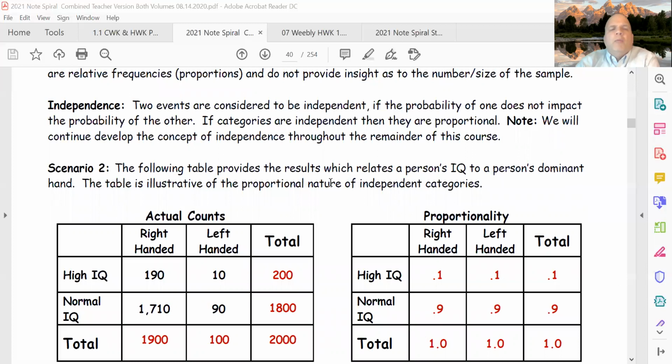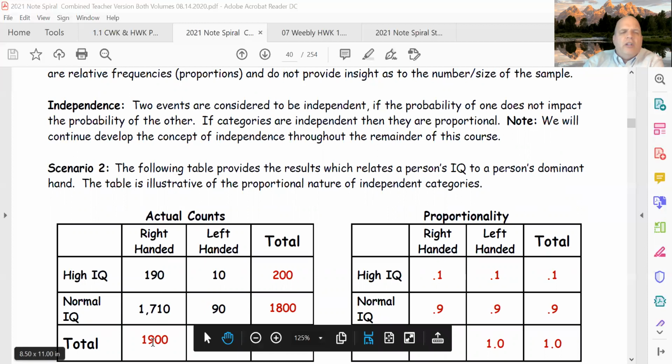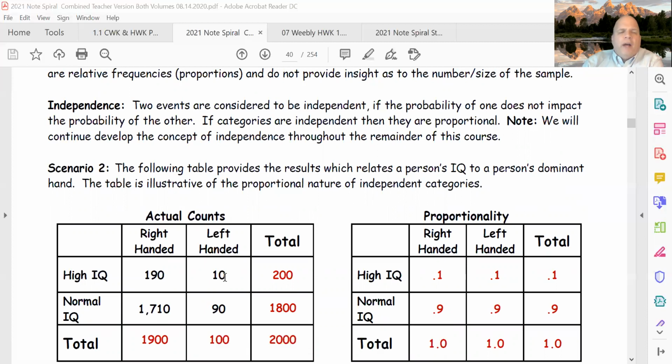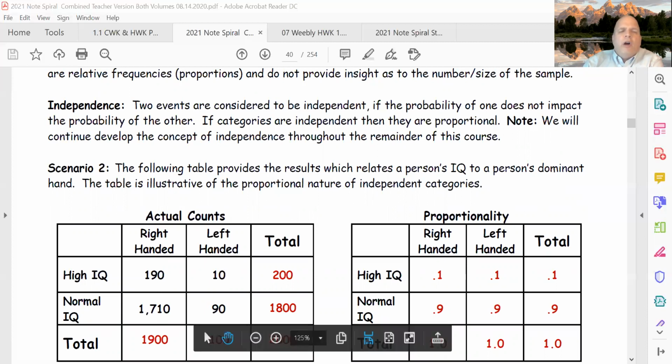So the following table provides the results which relate a person's IQ to a person's dominant hand, whether they're left-handed or right-handed. And the table is illustrative of the proportional nature of independent categories. So we have right-handed, and in this case, we have 190 people who are right-handed with a high IQ out of the 1,900 in the population who were sampled. We have 10 left-handed people with high IQ out of 100.